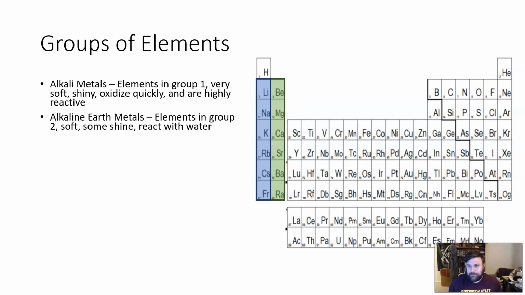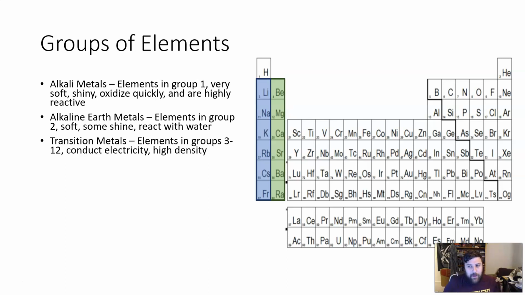The next set, and I'm kind of lumping all of these in together. These are what we call the transition metals. These are the elements that are in groups 3 through 12. And they are what I have highlighted in red.